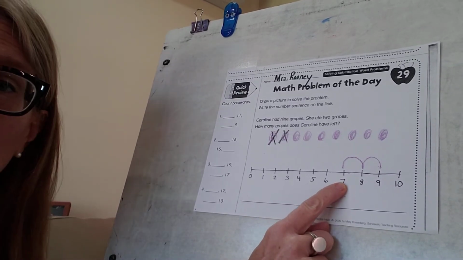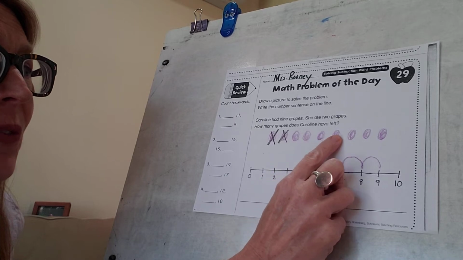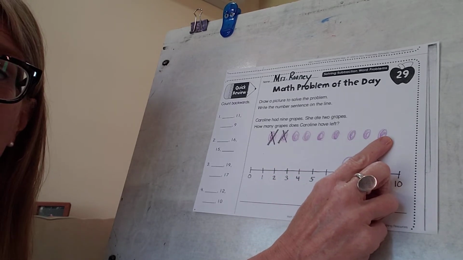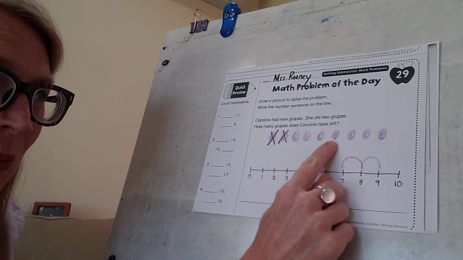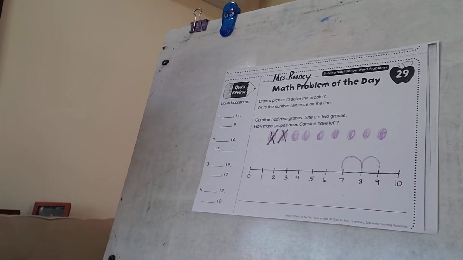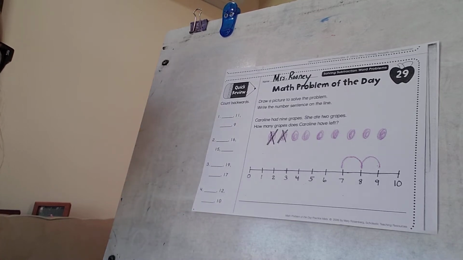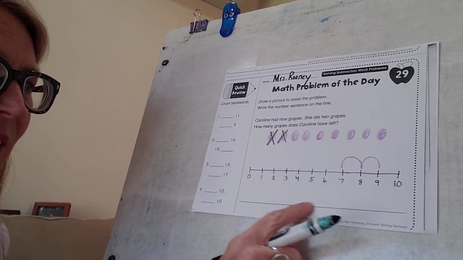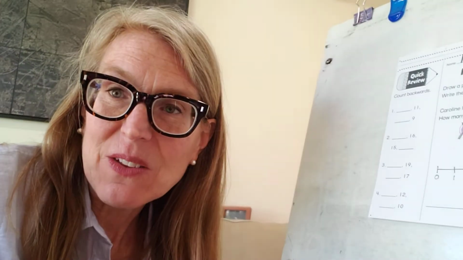All right, let's go up and check and see if we're right. 1, 2, 3, 4, 5, 6, 7. Were we right on our number line? We were. All right, now down at the bottom, let's write the number sentence. Let's write the equation, the number sentence down on the line to show what happened in the story.